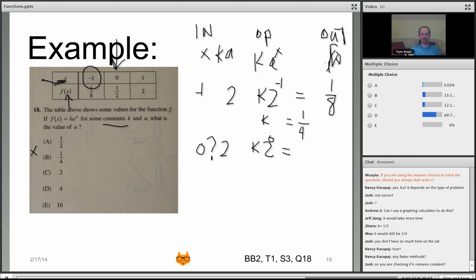Yes, Josh, right now I'm checking to see that K is constant, because they told us K was constant. So if I solve this and it turns out I get a different K, if K is not 1/4, then I know that I picked the wrong A, because K was not, in fact, constant. So I'm going to solve this: K times 2 to the 0, and 2 to the 0 is 1. So that means K is equal to 1/2.